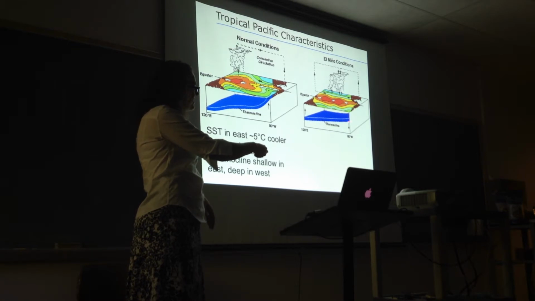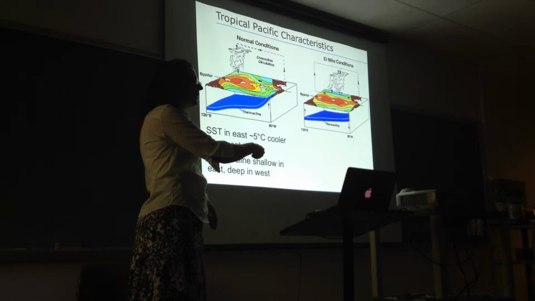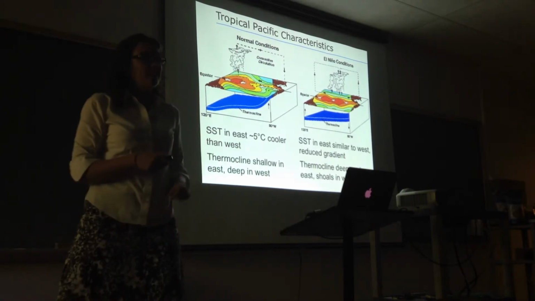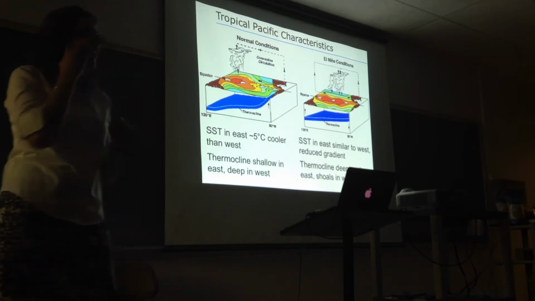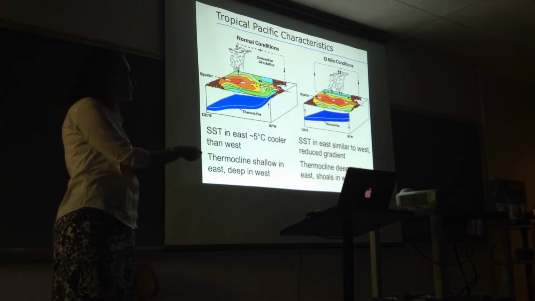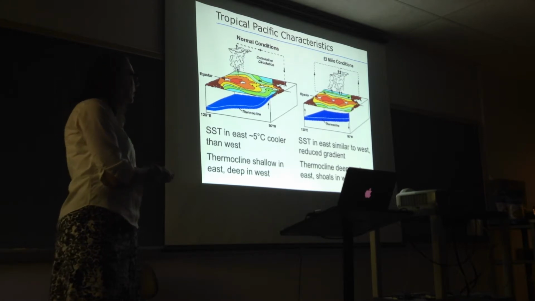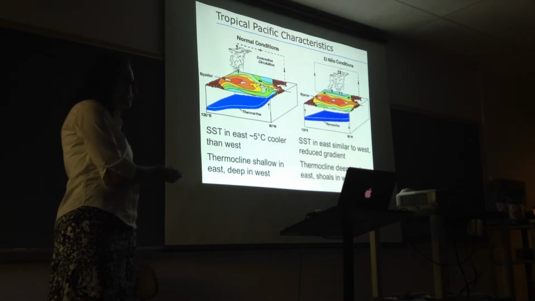The thermocline is deeper in the east. It tends to be a little shallower in the west. So the end result of that is that sea surface temperatures in the east and the west Pacific are actually really similar during an El Nino year. So the east Pacific is really warm, and the thermocline deepens in the east.